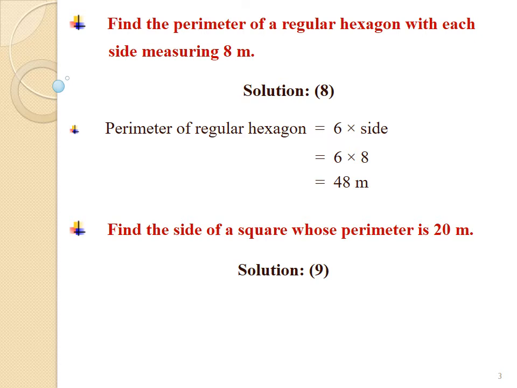Students, you have to remember that side of a square when perimeter is given equals perimeter divided by 4. So now, let us solve sum number 9 keeping in mind the formula. Side of a square equals perimeter divided by 4 equals 20 divided by 4. Now dividing 20 by 4, we get 5. Thus, the side of a square is 5 meters.